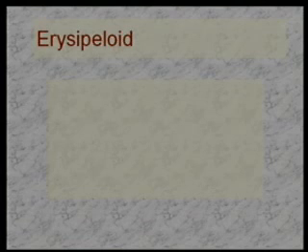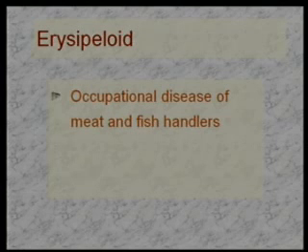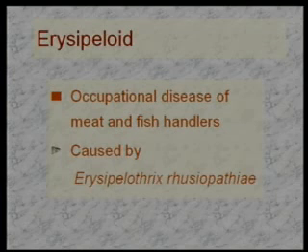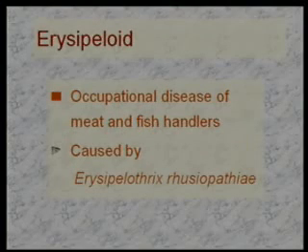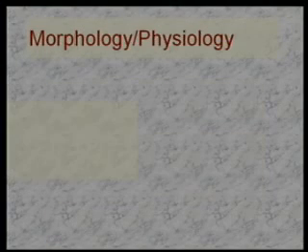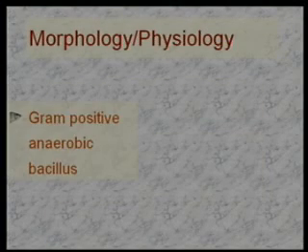Okay, the disease it causes is erysipeloid, and it's an occupational disease of meat and fish handlers. Other kinds of meat can also cause the condition. The organism is Erysipelothrix rhusiopathiae, and the morphology, nothing significant about that.